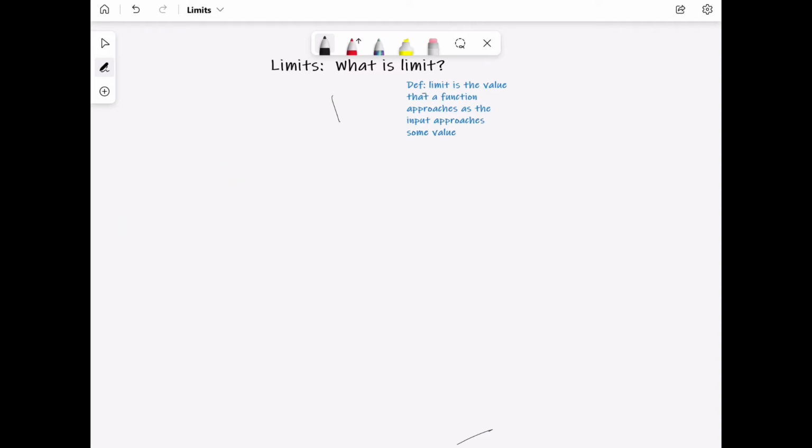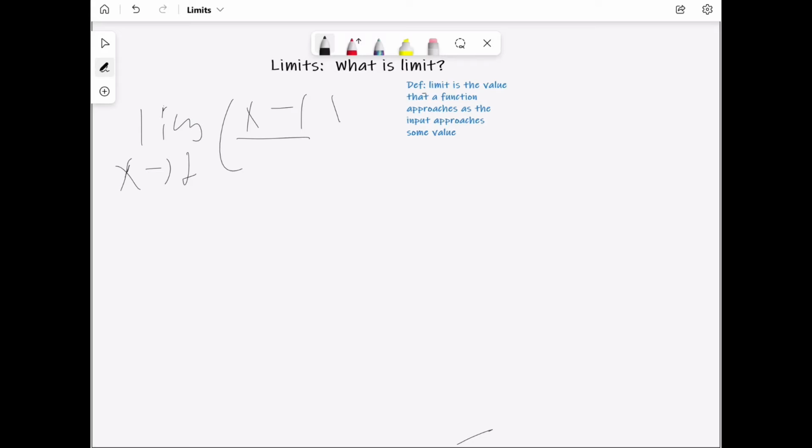But sometimes we may have an instance where it's like the limit as x approaches 1 in the function x minus 1 over x squared minus 1.